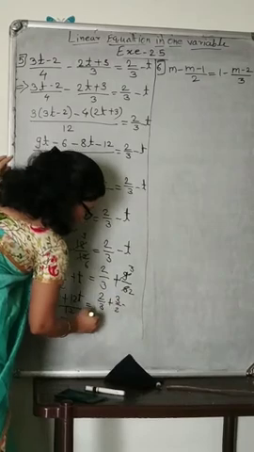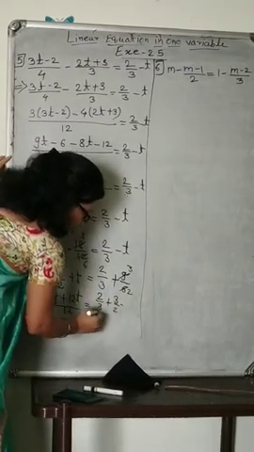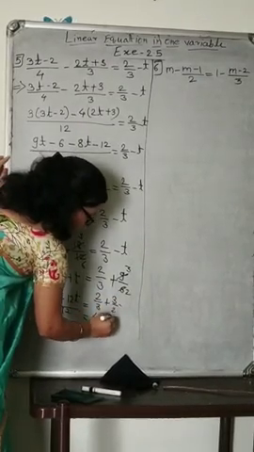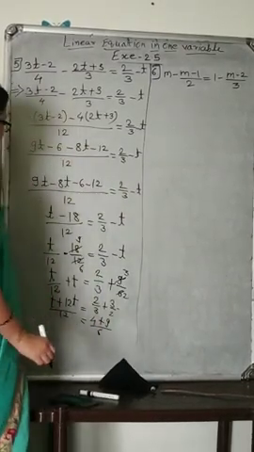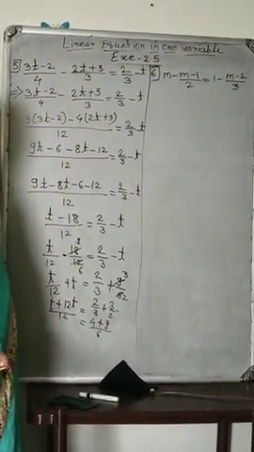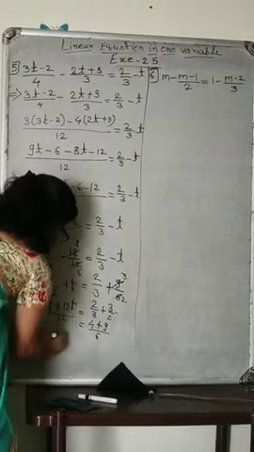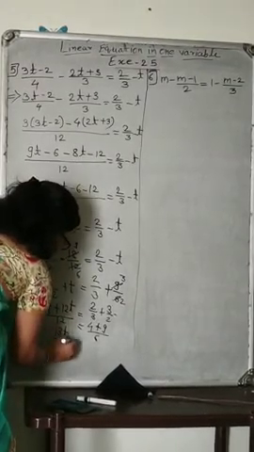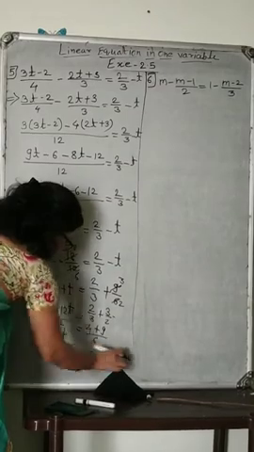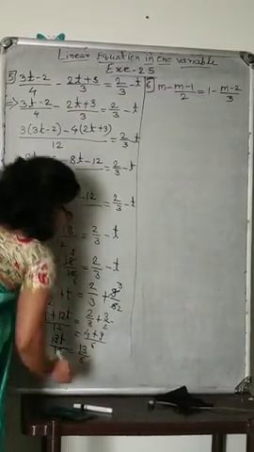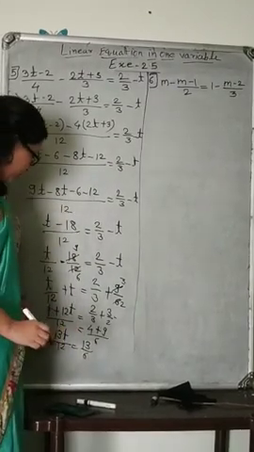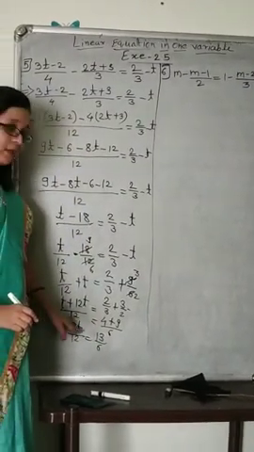What will come? Cross multiplication: 2 2s are 4, 3 3s are 9, divided by 6. Now 9 plus 4 what will come? 13. 13 by 6. That means here will come 13t divided by 12 is equal to 13 by 6. 13 by 6 will come. Then what will come here? Now 13 by 12 t is there.